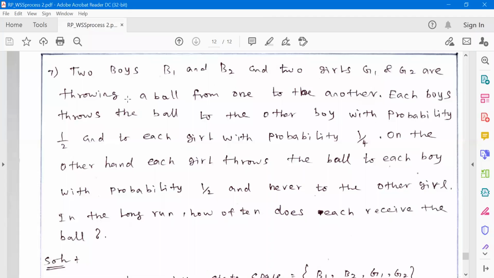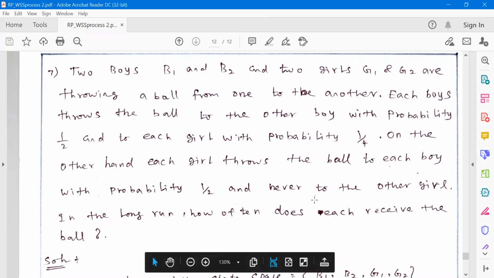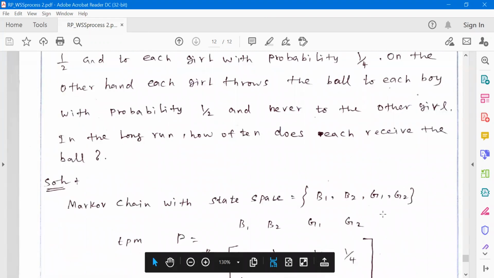So the next problem we are going to solve is based on Markov chain. Two boys B1 and B2 and two girls G1 and G2 are throwing a ball from one to another. Each boy throws the ball to the other boy with probability 1 by 2 and to each girl with probability 1 by 4. On the other hand, each girl throws the ball to each boy with probability 1 by 2 and never to the other girl. So in the long run, how often does each receive the ball?